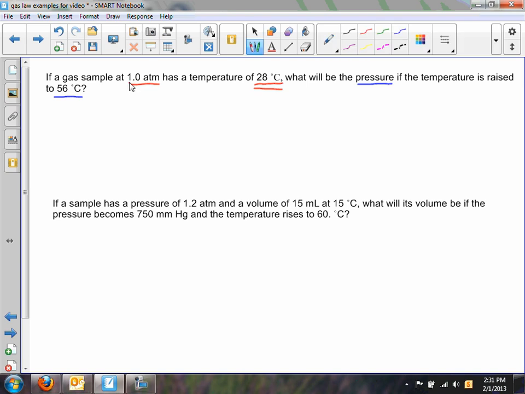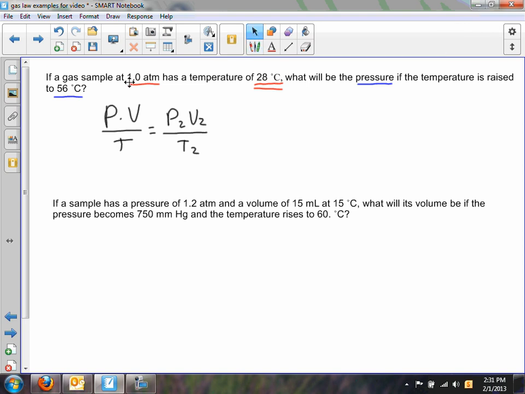Well, if I start with the combined gas law, PV over T equals P2V2 over T2, they make no mention of the volume here. If they don't talk about the volume, the assumption is the volume is kept constant, and if the volume is constant, it's going to cancel out of there, and I'm left with simply Gay-Lussac's law. So now I have P over T equals P over T. Plug in what I want.